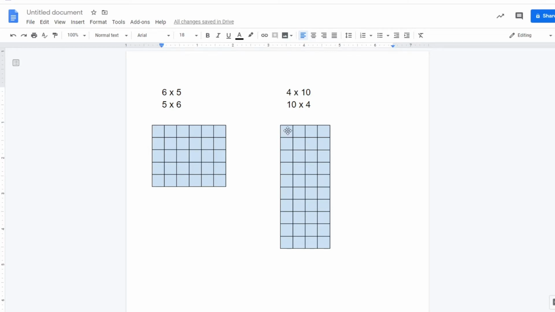So we can count how many is in each row, or how many is in each column. 1, 2, 3, 4, 5, 6, 7, 8, 9, 10. So we've got 10. And then we've got 4 columns of 10. So this would be 10, 10, 10, 10, which is 40. Right? So 4 times 10, that's 40. 5 times 6 is 30. So these are a couple of visual representations that we use to help us understand what multiplication can look like. And using these we can then begin to understand some of our standard algorithms.